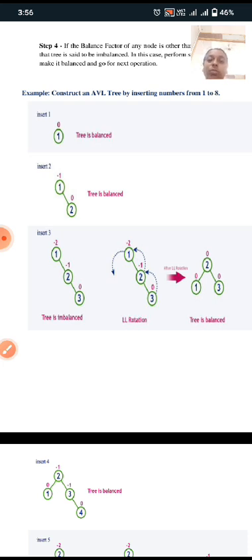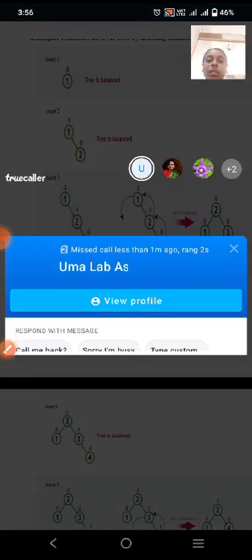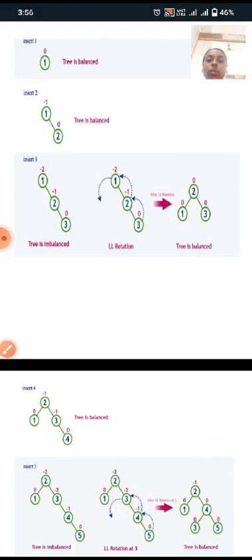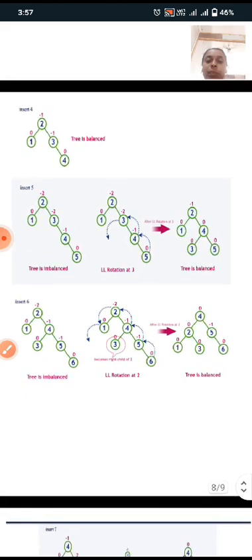After inserting, check the balancing factor, first of node 1. What is the balancing factor? Height of left subtree 0, height of right subtree 1. So 0 minus 1 is -1. What is the balancing factor of 2? Here the height of the left subtree is 0 and the height of the right subtree is 0, so it is 0. Similarly, all the elements are inserted.